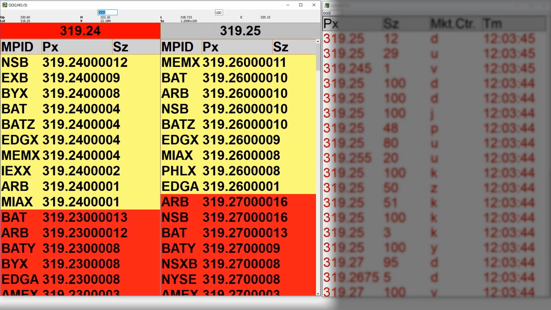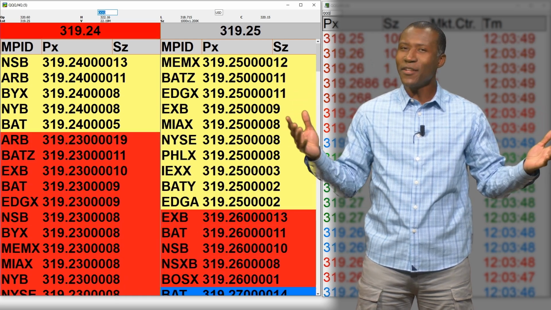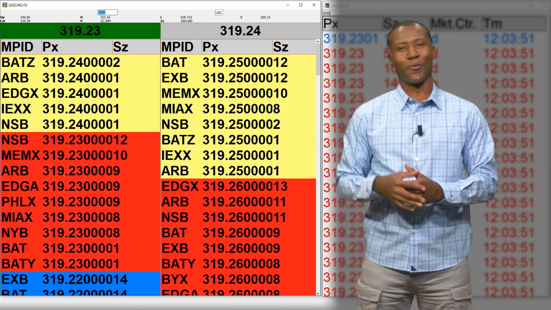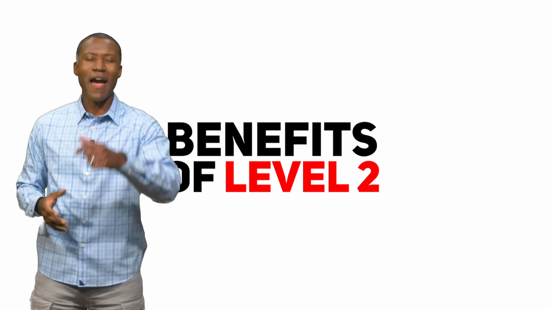A level 2 screen displays not only the current bid and ask prices of a security, but also the orders behind those prices, known as the order book. This allows traders to see the depth of the market and the buying and selling pressure at each price level. Here are some of the benefits of using a level 2 screen for active day traders.